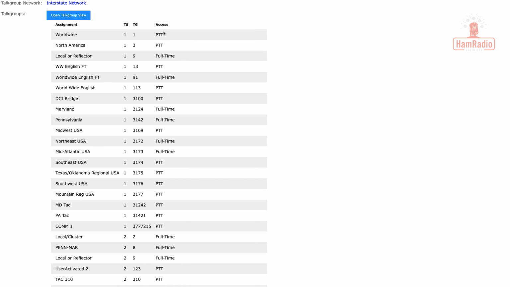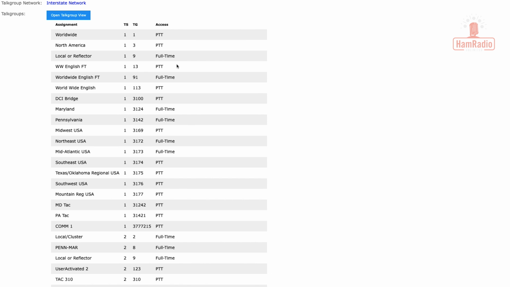You see over here, the access says PTT and then full time. So let's talk a little bit about what that means. When it says full time, it is exactly that. So on this particular repeater, on time slot 1, talk group 9 is always available. If you turn your radio to the channel that is configured for talk group 9, you could just listen and you would hear any conversations that are on there. That also goes for 91, and then these other ones. Here's Maryland, Pennsylvania, Northeast. These are all full time. So you don't have to do anything to hear it. You just turn the channel to it.